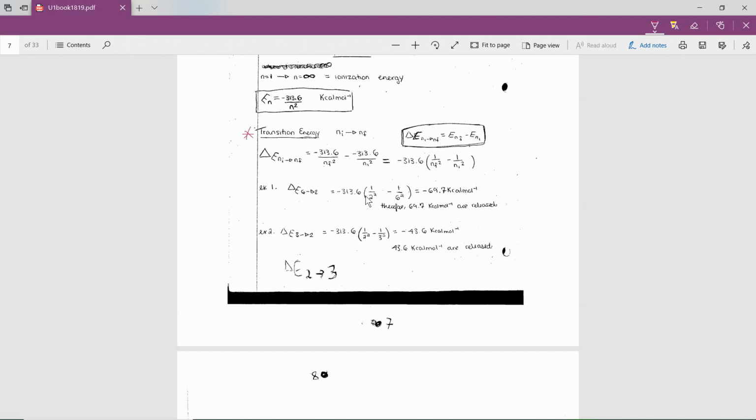And I'm back. That was a chance for you to stare at this equation. So you work it out and you get minus 69.7 kcals per mole. If we went from the 3rd to the 2nd level, it'd be minus 313.6 times 1 over 2 squared minus 1 over 3 squared, which is minus 43.6 kcals per mole. The negative sign means that energy was released. If I went from 2 to 3, then it would be positive 43.6 kcals per mole. I would have to pour in energy to have the electron move from the 2nd to the 3rd level.